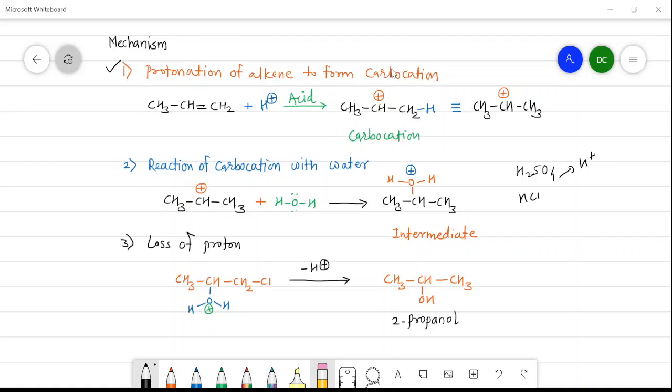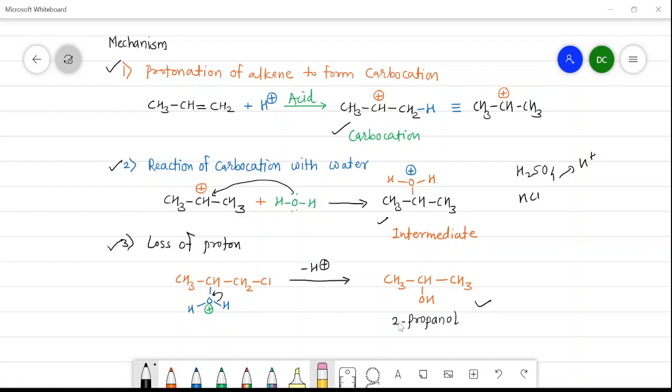I am saying here a more stable carbocation. In the case of an unsymmetrical alkene, protonation occurs to form the more stable carbocation. This is the first step. Then the carbocation reacts with water to give an intermediate. This is a simple step. Water directly attacks this carbon to form the intermediate. And in the third step, there is a loss of proton. It is called deprotonation, and we get the corresponding alcohol.